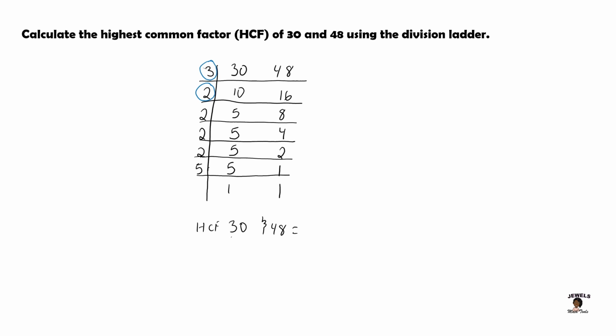And in my last line, my 5 divided only into the 5 but not into the 1 since it was already prime factorized, so this 5 will also not be used in calculating my HCF. So because only the 3 and the 2 were used, we will be multiplying 3 times 2, which will equal 6. So my HCF for 30 and 48 is 6.